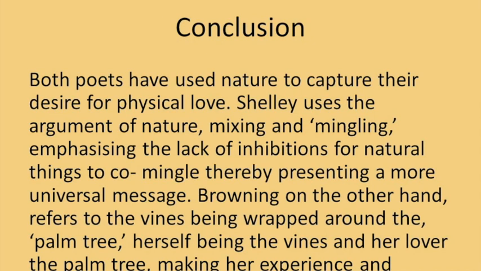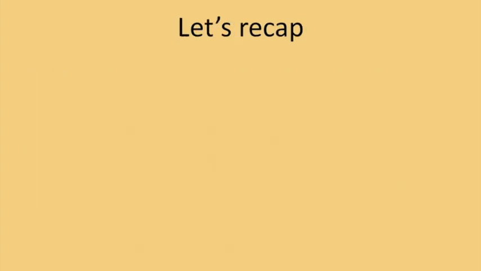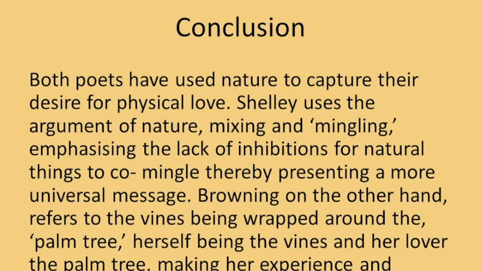Okay, so both poets have used nature to capture their desire for physical love. Sorry, let's go back. Shelley uses the argument of nature, mixing and mingling, emphasizing the lack of inhibitions for natural things to commingle, thereby presenting a more universal message. Browning, on the other hand, refers to the vines being wrapped around the palm tree, herself being the vines and her love of the palm tree, making her experience more personal and intimate. So, in your conclusion, you're summing up your argument, and you're not reintroducing anything new. You're just saying, this is my overall impression.